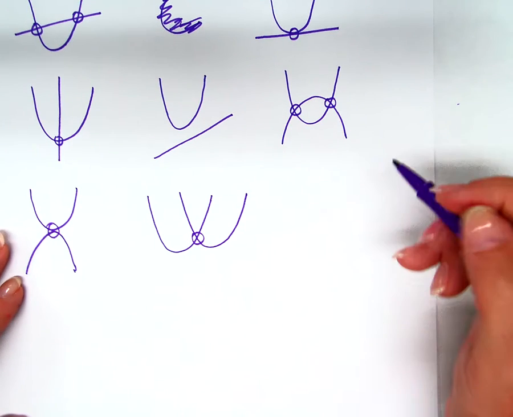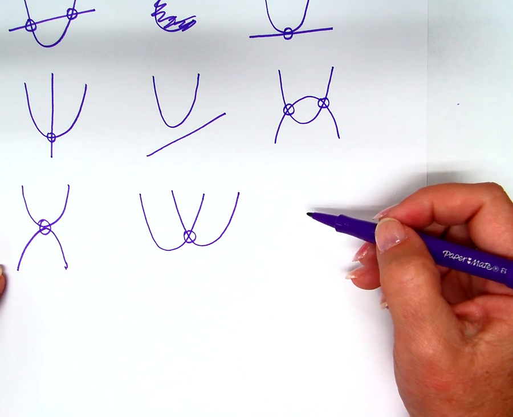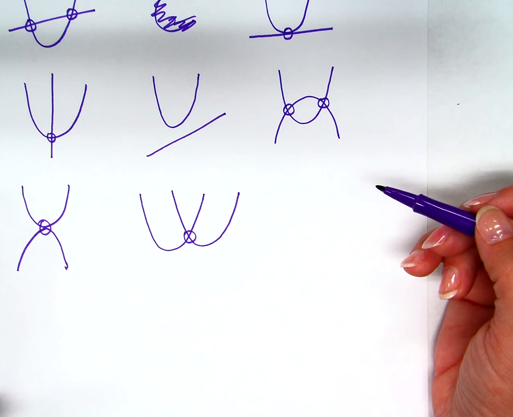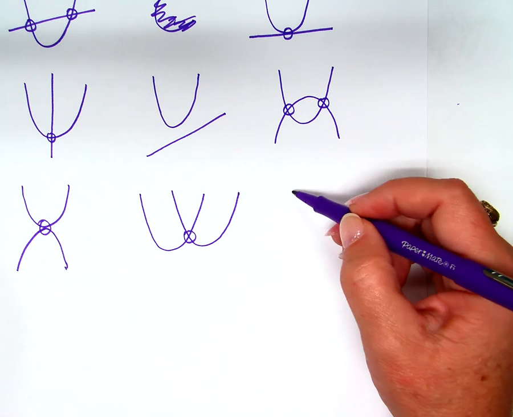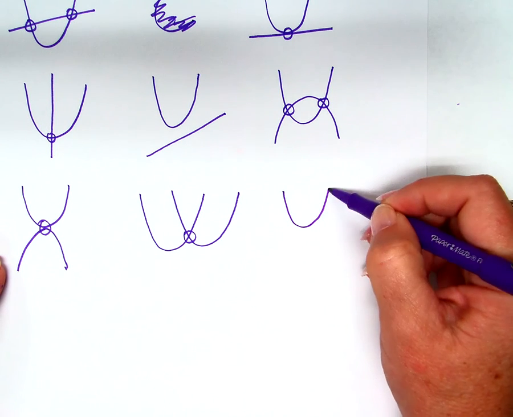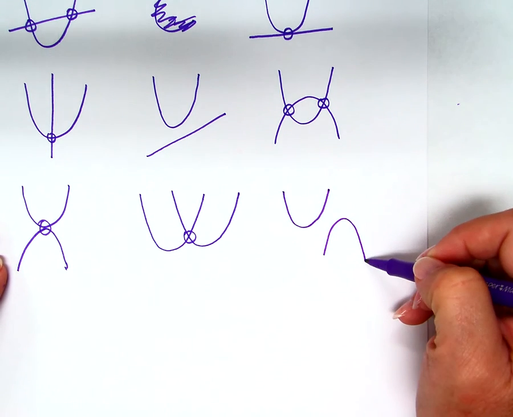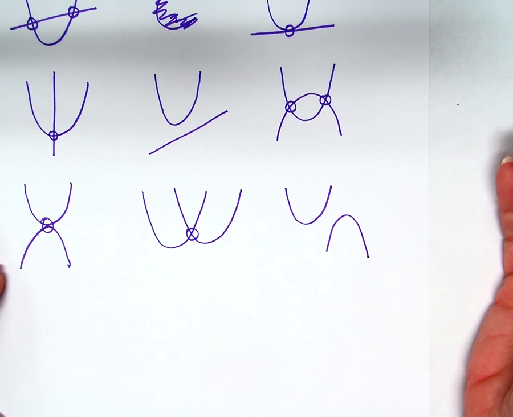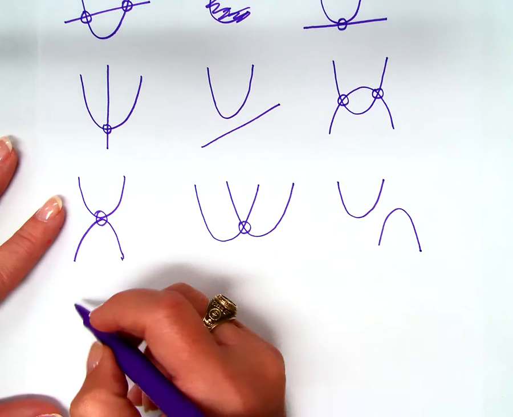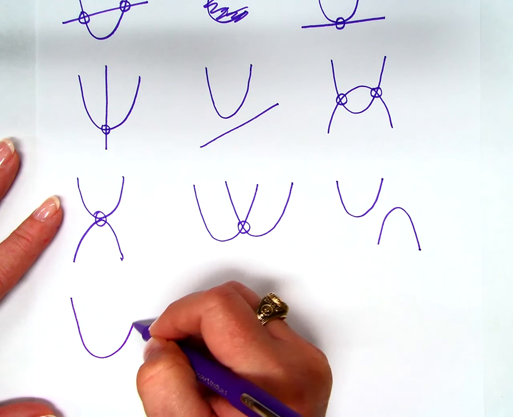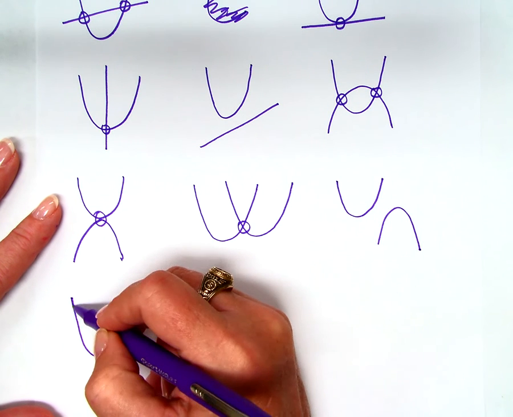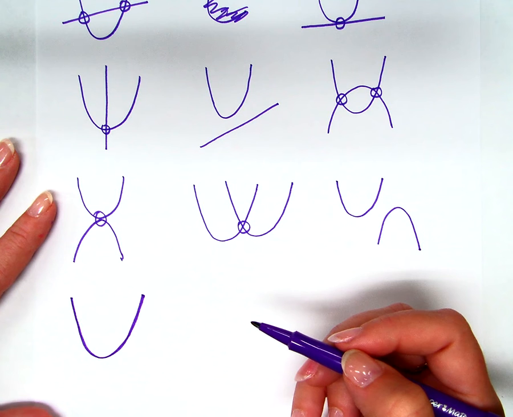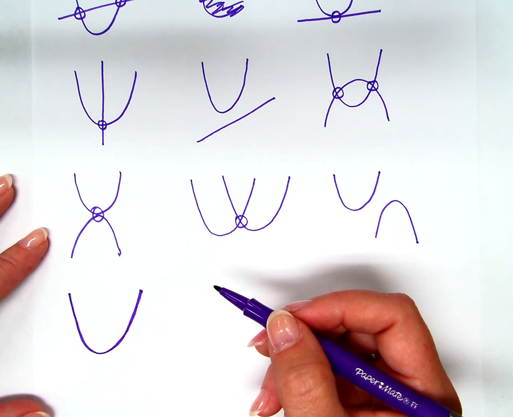Okay. Could there be no solutions? What would that look like? Completely separated? One would have to open up and one would have to open down though, right? Because otherwise at some point they're going to touch, aren't they? And what about this one? And infinitely many. Okay?